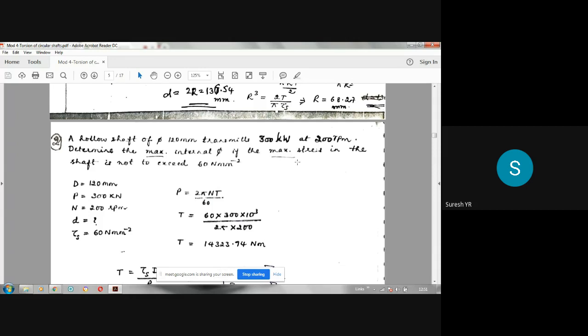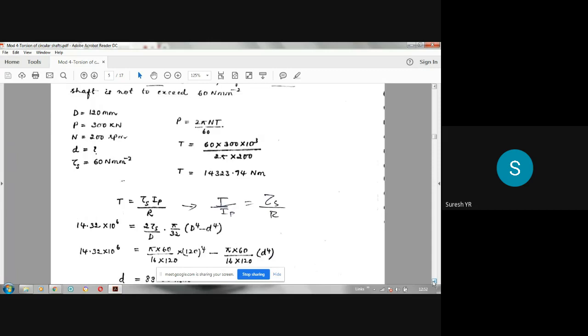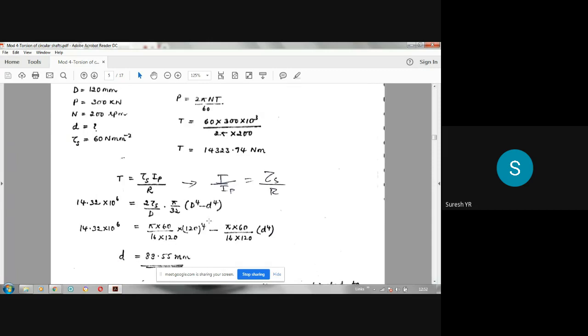Because here kilowatt is there, you know. So this watt normally contains meter, the SI unit for length. So you should be very careful here. When you convert this to watt and substitute, you are going to get Newton meter here. Later on, you have to convert that into Newton millimeter.